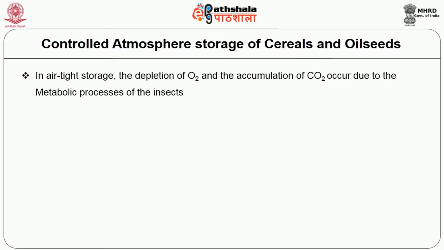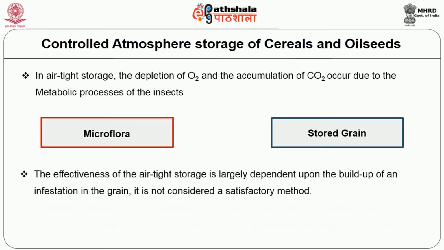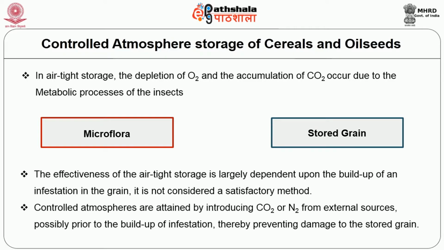In airtight storage, the depletion of oxygen and the accumulation of carbon dioxide occur due to the metabolic processes of insects, microflora and the stored grain. Because the effectiveness of the airtight storage is largely dependent upon the build-up of an infestation in the grain, it is not considered a satisfactory method. Controlled atmospheres are attained by introducing carbon dioxide or nitrogen from external sources, possibly prior to the build-up of infestation, thereby preventing damage to the stored grain.